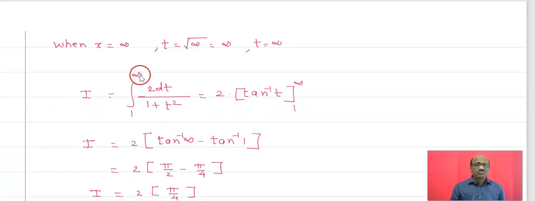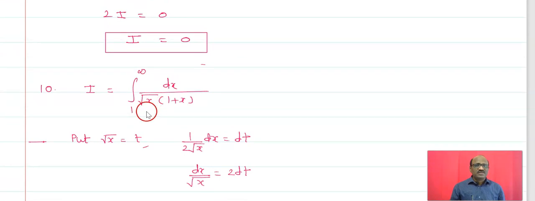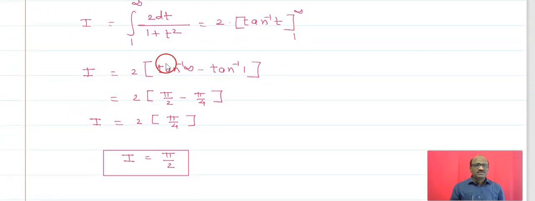Therefore I is equals to integral 1 to infinity 2 dt upon 1 plus t square. Now here 2 dt upon 1 plus t square. What about its integral? That is dt upon 1 plus t square. Very interesting, very nice integral. That is tan inverse of t. Lower limit is 1, upper limit is infinity.